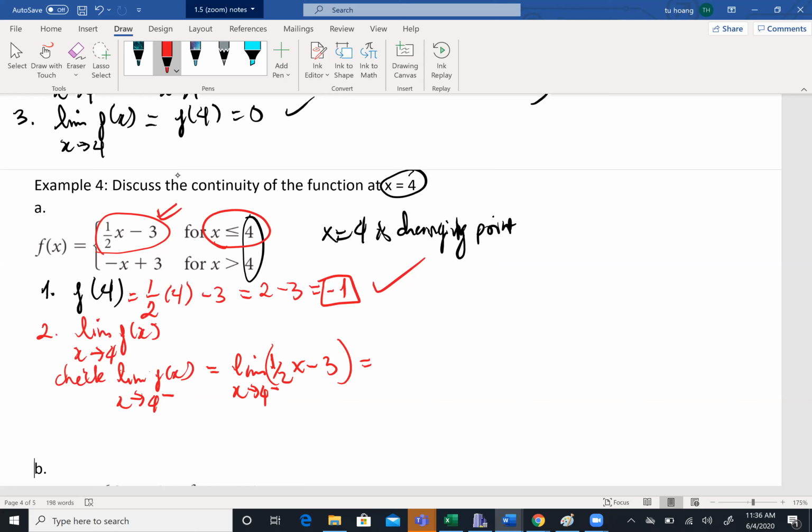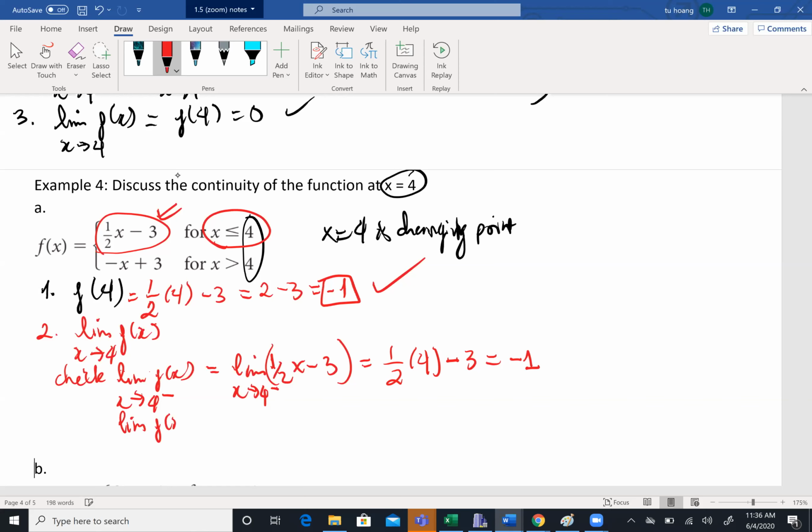So this is equal to, by direct substitution, you're going to get 1/2 times 4 minus 3, and same as the first part, that gives me -1. Okay, what about the second one?